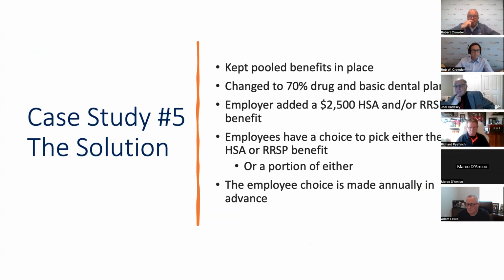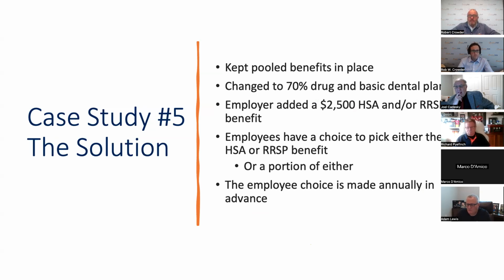We're going to change it to 70% drug only with a drug card. So you've got a 70% drug plan and a very, very basic dental plan. And then the employer added a $2,500 healthcare spending account or an RRSP benefit. So the employee had a choice. Every employee had a choice.